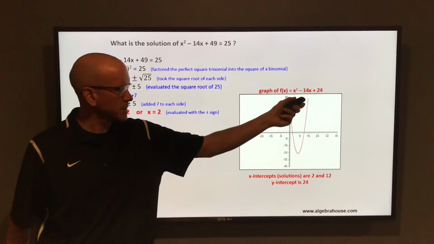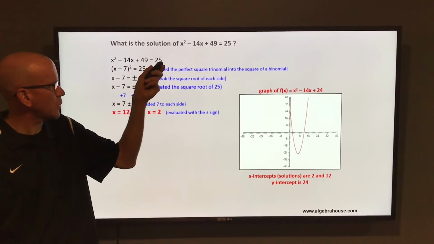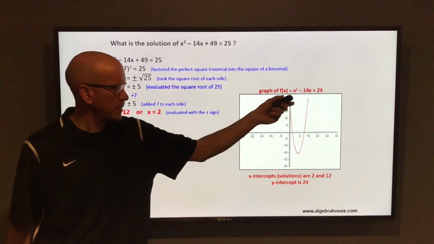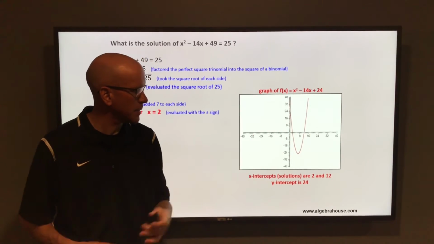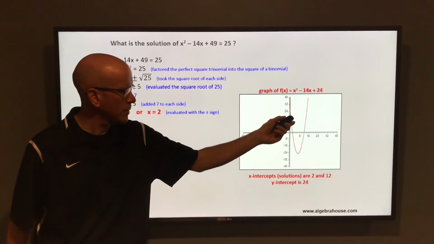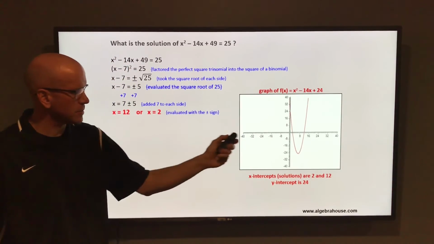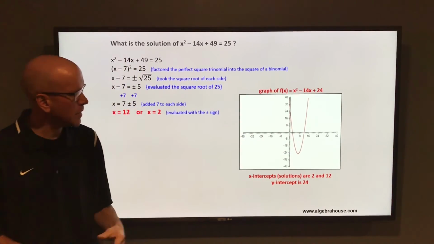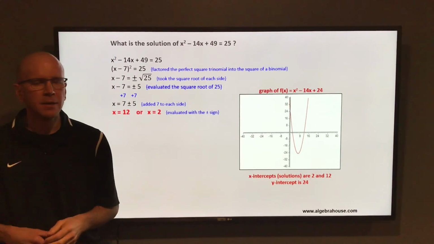The y-intercept is the constant term when it's in standard form. So to get this in standard form, you'd subtract 25 from each side. You'd have x squared minus 14x plus 24. 24 is the y-intercept. So the y-intercept is 24. The x-intercepts, as you see back here when we solve this for x, are 12 and 2. And also the parabola opens upward because the coefficient of x squared is positive.